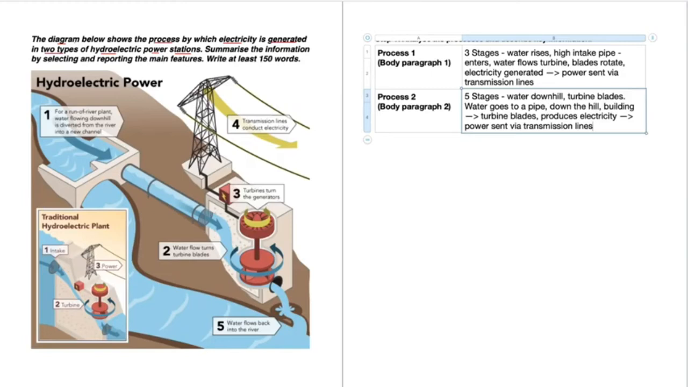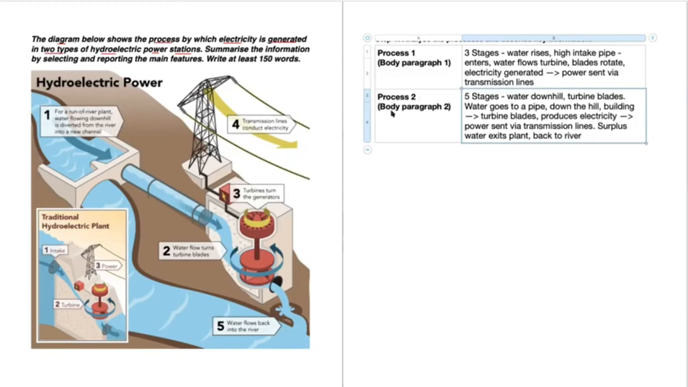But the thing I really want to include in the second body paragraph is step number 5. So I see that surplus water exits the plant and goes again back to the river to perhaps resume its original course back to number 1.